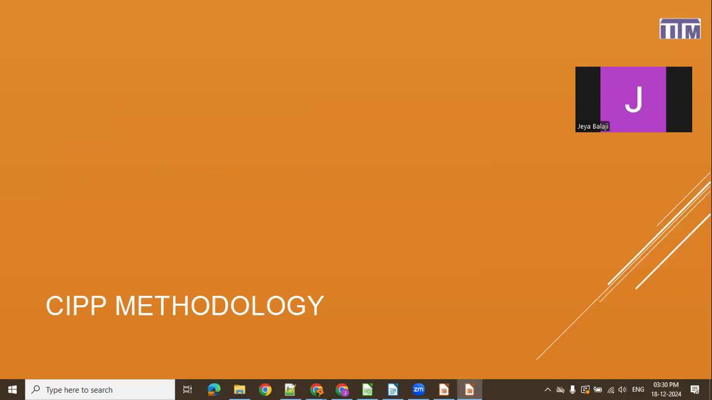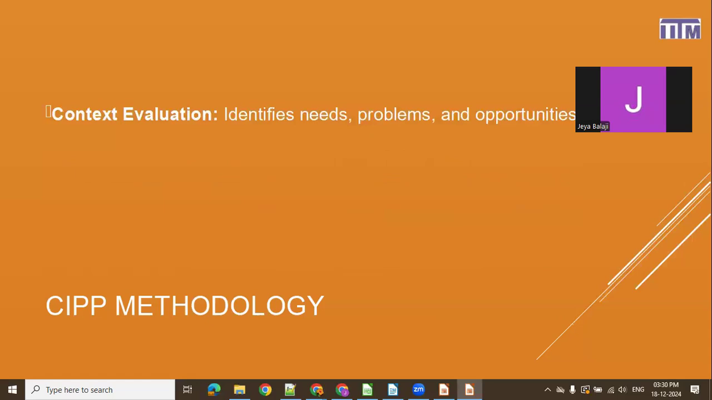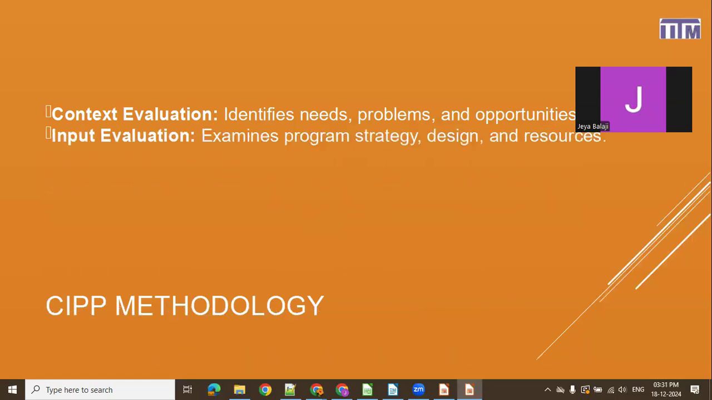We move on to the CIPP methodology. Here, the C stands for context evaluation. We identify what needs to be addressed, what kind of training we need, what kind of problem we have to solve, and we see the context. Input is what kind of material we can have for the training, what strategy we have to adopt, how to design it, and what kind of resources we have to come up with.